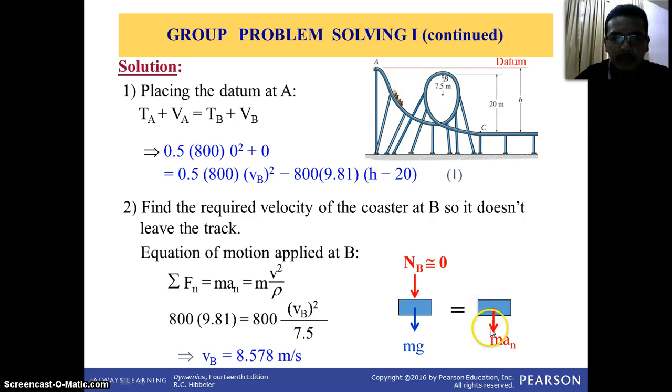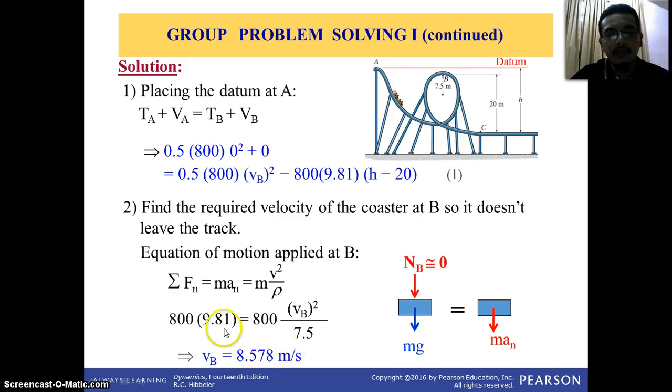So m a_n. This one relates to the equation of motion for curvilinear motion. The total resultant Fn is equal to m a_n. So a_n is given by v squared over rho. Fn is the weight, because mg is the force directed along the normal, only this force. So 800 multiplied by g 9.81 equals m 800 times v squared over rho. So we can determine the velocity here from this equation of motion. So vB is given by 8.578 meters per second.